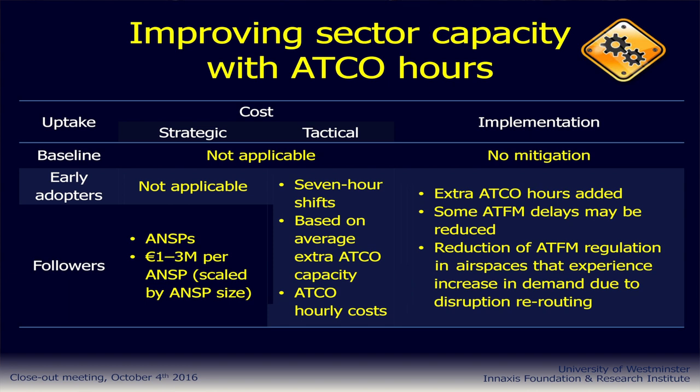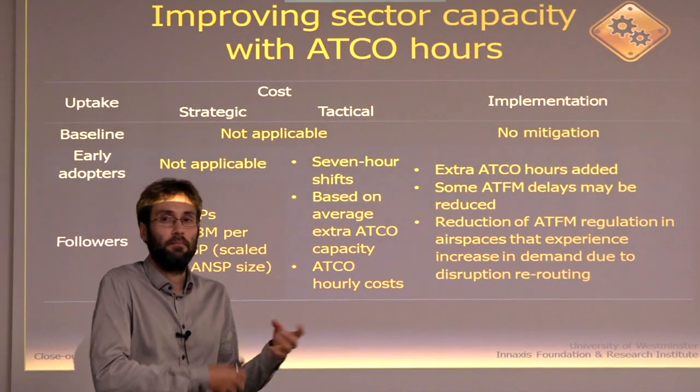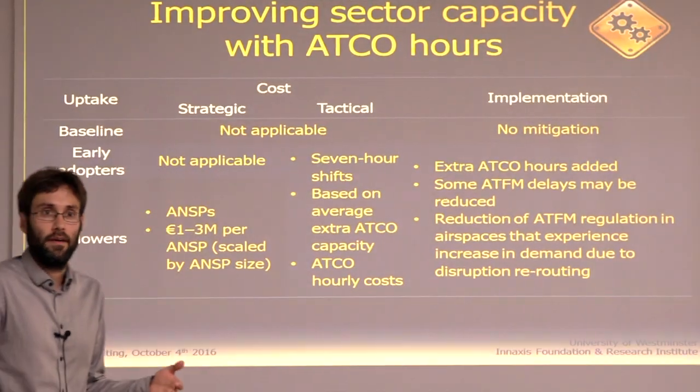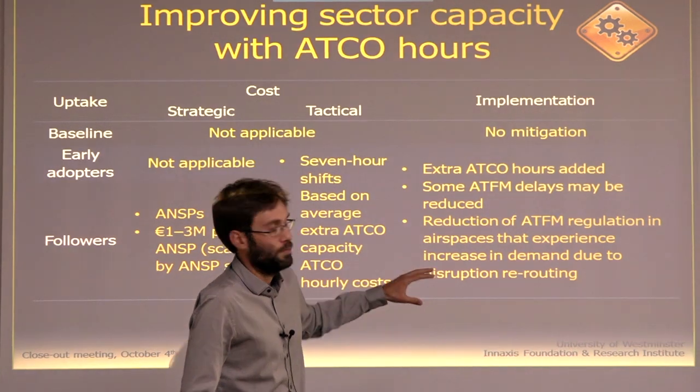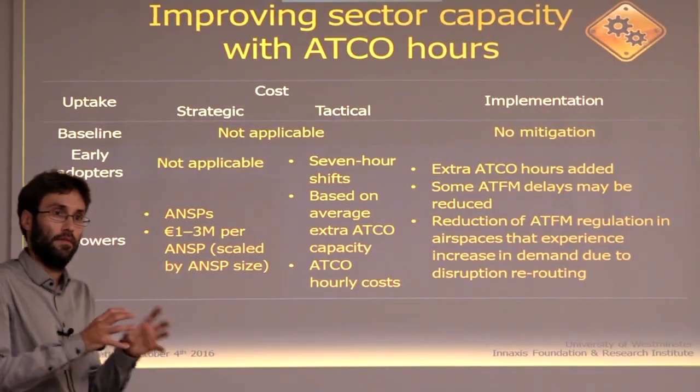And also, we have assumed that some areas in the airspace are going to get an increase in demand because planes are trying to reroute around disrupted areas, and that may generate regulations in those airspaces as a knock-on effect. Those NSPs may manage that disruption by increasing their controllers. So the idea for the implementation will be to reduce the air traffic flow management regulations in those regions.